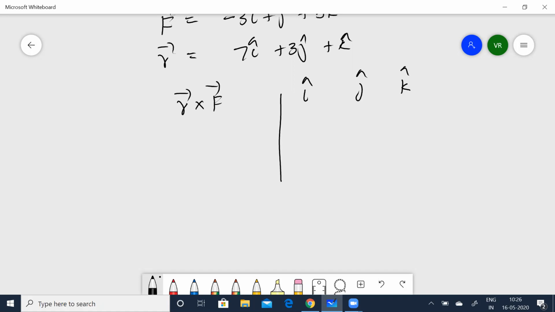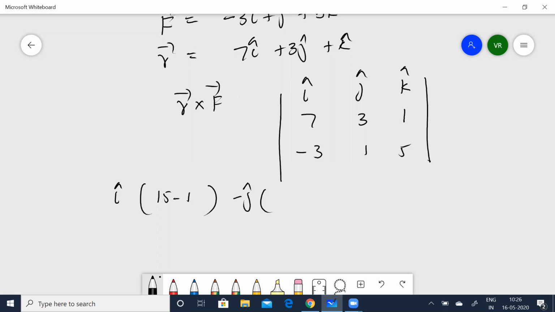Now substitute the values for r: 7, 3, 1. And this is now going to be minus 3, 1 and 5. Now by the usual methods of determinant expansion, that gives you i vector times 3 5s are 15 minus 1, minus j vector times 7 5s are 35 minus of minus 3, plus k vector 7 plus 9. That works out to 14i vector minus 38j vector plus 16k vector.